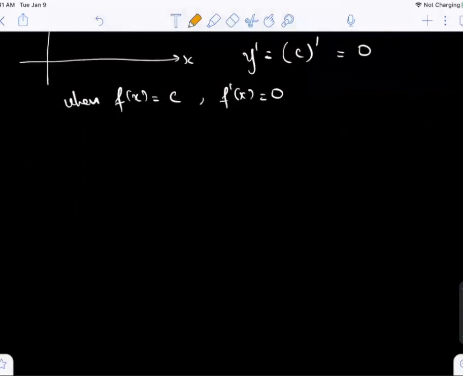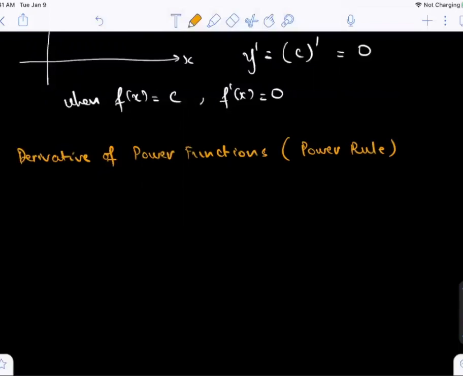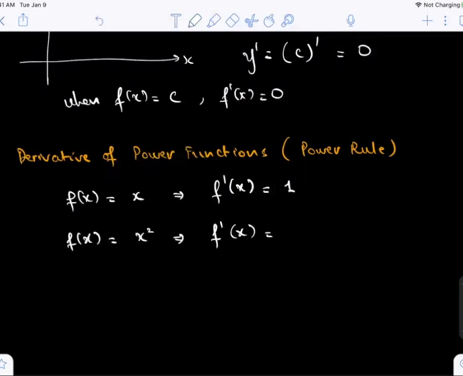Then moving on to the second type of functions, the power functions. Therefore, you have the derivative of power functions, or what is called the power rule of derivatives. For f of x equal to x, what is the derivative equal to? The derivative is equal to 1. When f of x equal to x squared, the derivative is 2x.